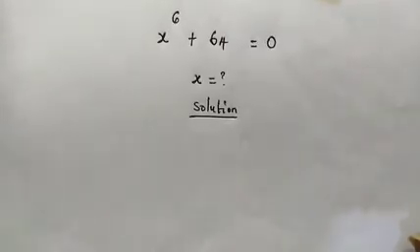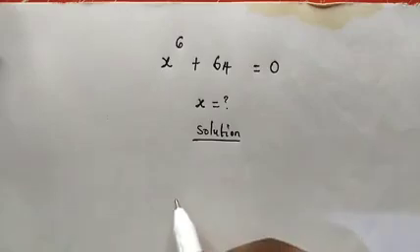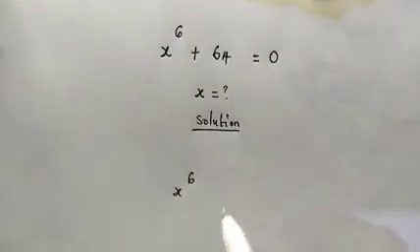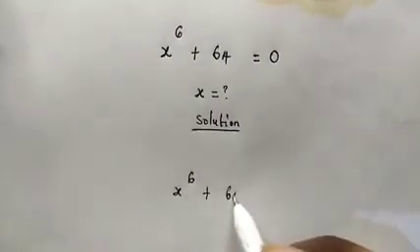Today we have this interesting hexic equation: x raised to the power of 6 plus 64 is equal to 0. In our video today, we're going to find all roots of x. So let's get started. From here, we have x raised to the power of 6 plus 64.